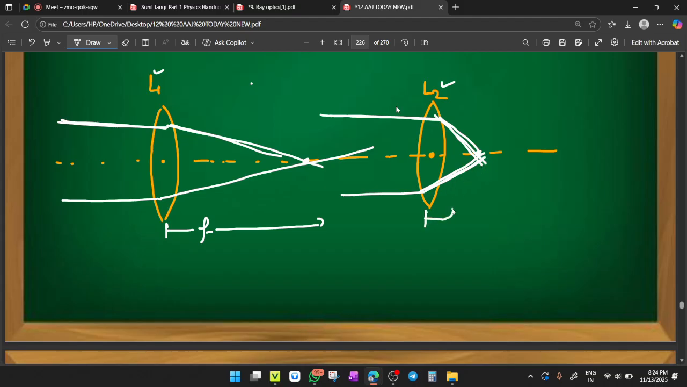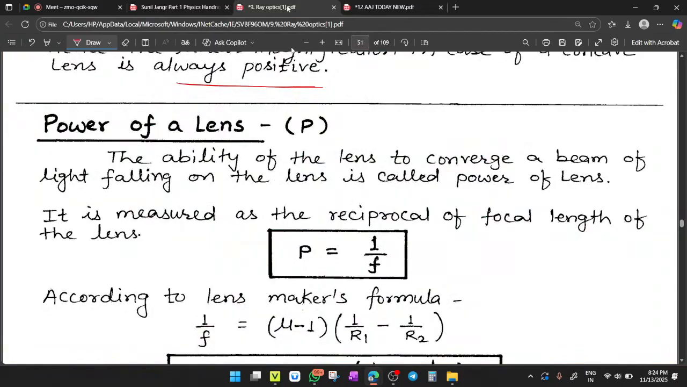Means the length of focus is very less. This focus point is very close to the lens, means focal length is small. And here this lens's focal length is greater, the focus point is far away compared to the second one. Its bending ability is less and its bending ability is high. So a powerful lens means higher bending ability. The ability of a lens to converge a beam of light falling on the lens is called power of a lens. What is power of lens? It is the ability to converge a beam of light falling on it. That's called power of a lens.